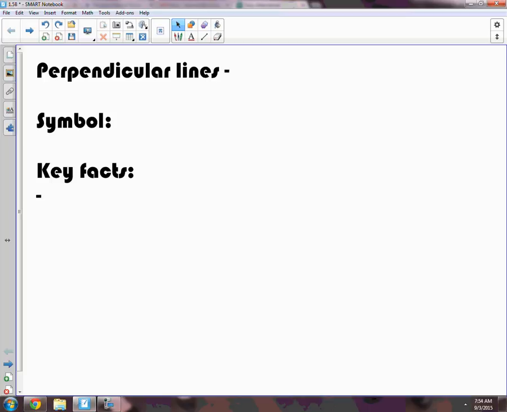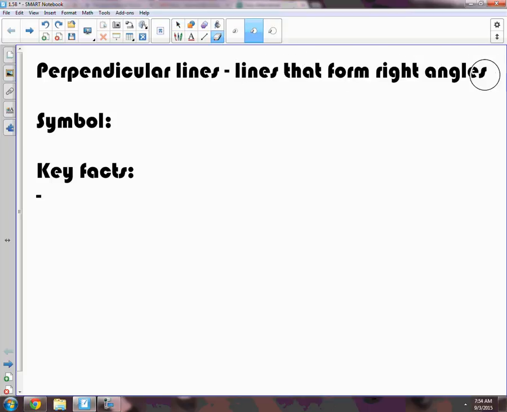Okay, and the definition that we are going to write is this. They are lines that form right angles. So we talked about the right angles before, that little box in there. Right angles are 90 degrees. If you have a couple things that make a right angle, it's complementary. We've got lots of different names for basically the same idea. And here's another one. If you have two lines that intersect and they make a right angle, they'll be perpendicular.